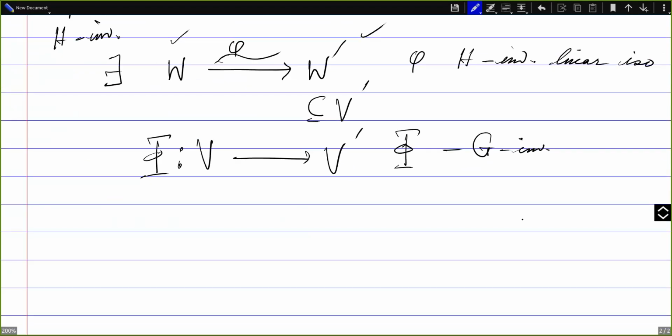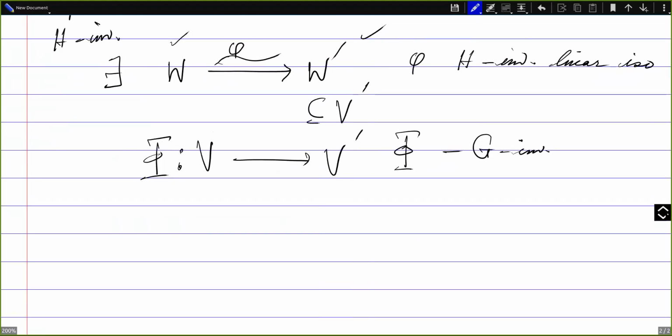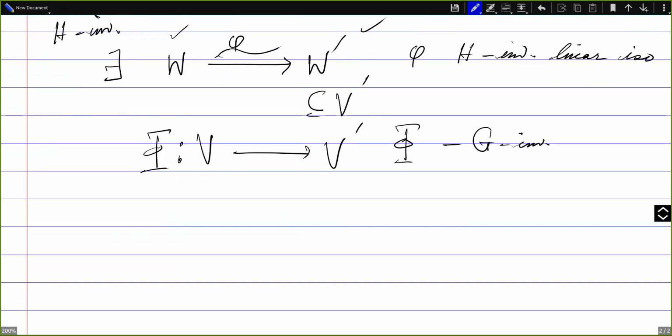Now it is very easy to see that this is in fact a G invariant linear map. All that we have to prove is that this is a bijection. So this is very easy to see. First of all, we will see that both V and V prime have the same dimension. Then it will be enough to prove either injective or surjective, whichever is convenient, in order to show this is bijective.